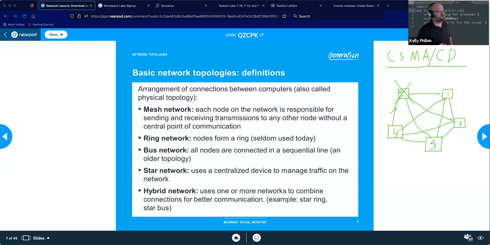Downside, these are a nightmare to manage. And they're more expensive, a lot more expensive. I'm going to show you why. There's a formula for calculating how many wires you're going to need to set up a mesh network. And that's N times N minus 1, divided by 2. And that will tell you exactly how many cables you need to set up a mesh network, depending on how many computers you have. N is the number of computers. So if I have 5 computers, how many cables do I need?